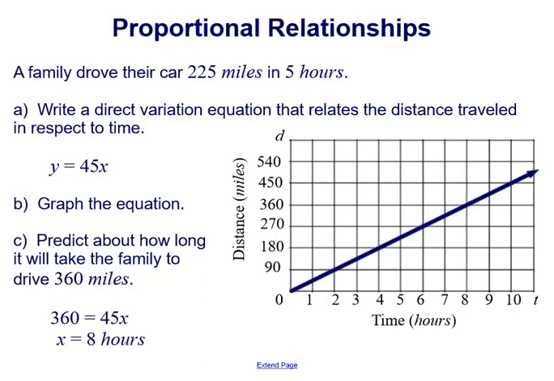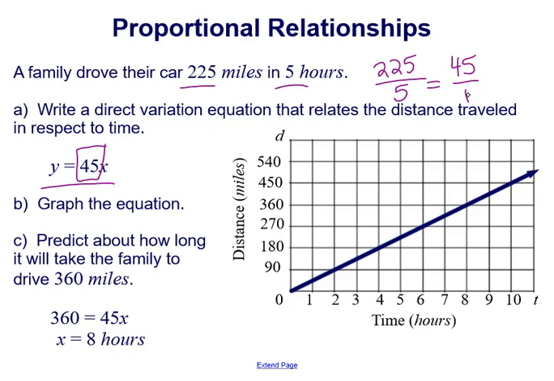So first we're able to write the direct variation equation of y equals 45x. We're getting the number 45 when we're looking at the ratio of the y value to the x value of 225 over 5. That gives us 45 over 1. So that's why we're using that direct relationship, that proportional relationship from the situation, to go into an equation where y is representing the distance in miles and x is representing the time in hours.